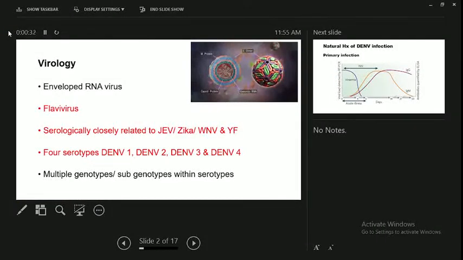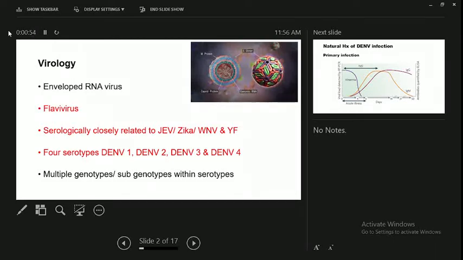So moving on to two important things in dengue. Dengue is a flavivirus. Sri Lanka is a tropical country, and we are endemic for many other flaviviruses like Japanese encephalitis, Zika, West Nile, and even hepatitis C is a flavivirus. So it has a problem with the diagnosis, especially in serology.